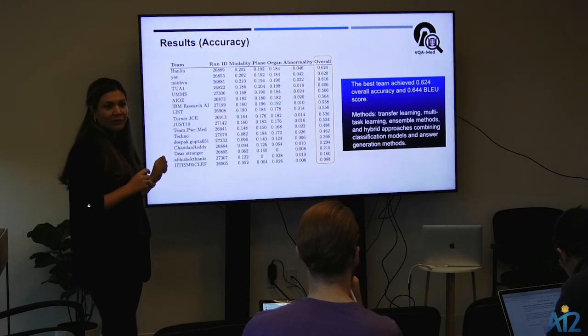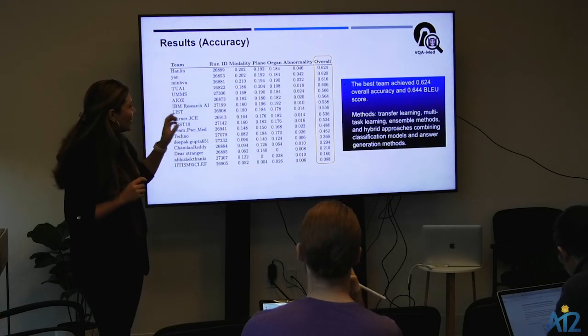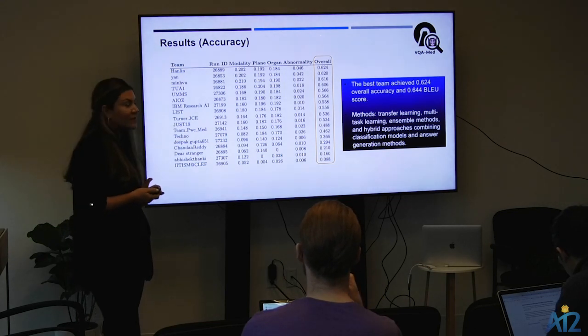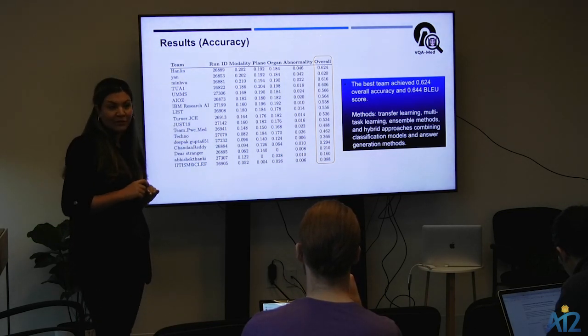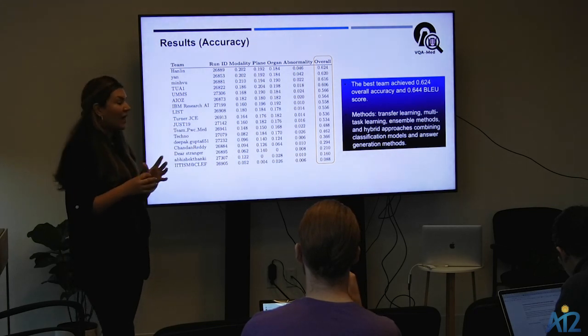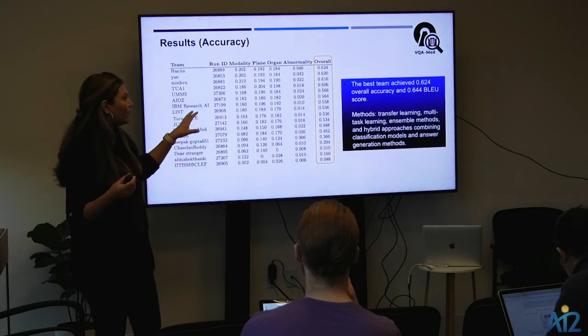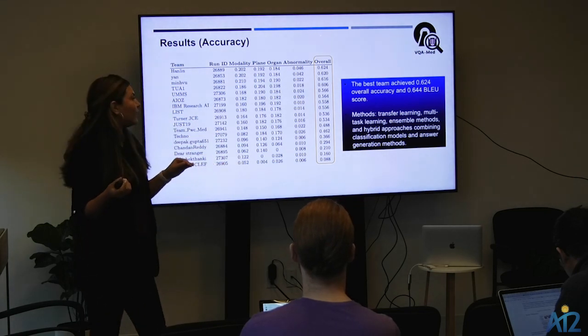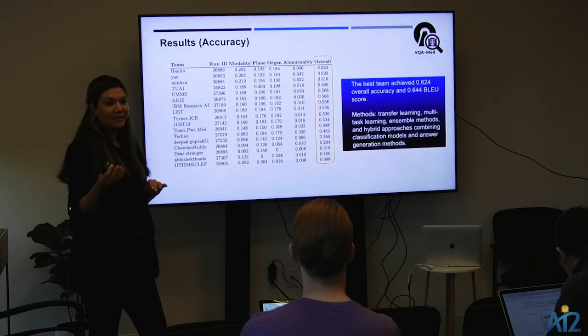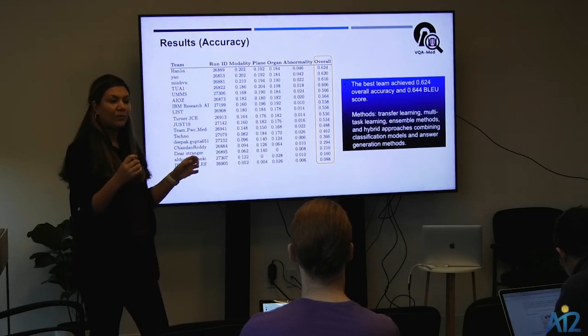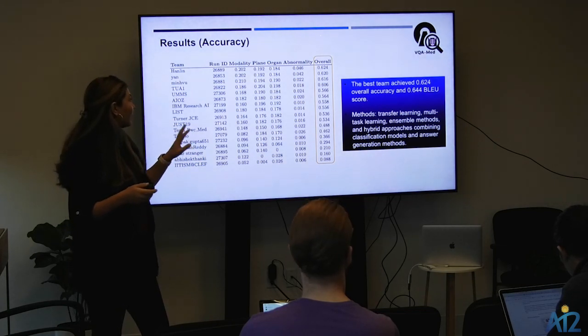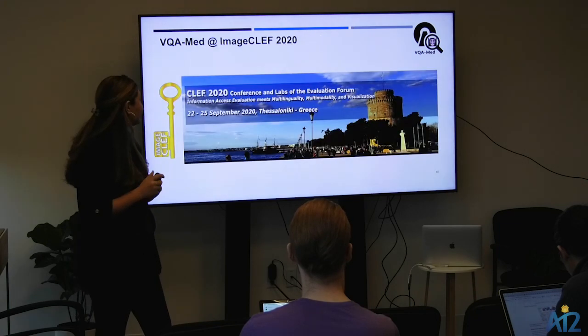17 teams participated in this challenge, and the best BLEU score was 0.6, which is much higher than the performance achieved last year, which was a 0.16 BLEU score. And this high performance is partially related to the new dataset, but also to the several approaches that have been used, such as transfer learning, multitask learning, and hybrid approaches combining both classification and text generation. The working notes papers are published in the proceedings of CLEF 2019.